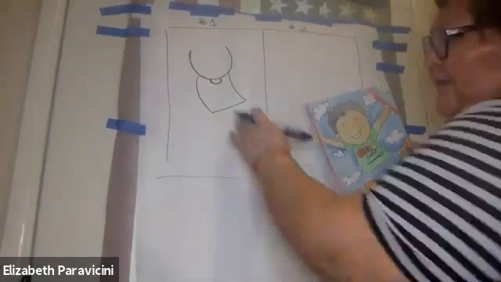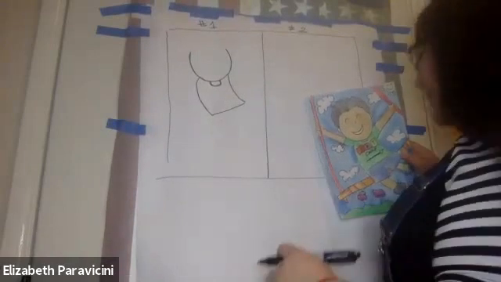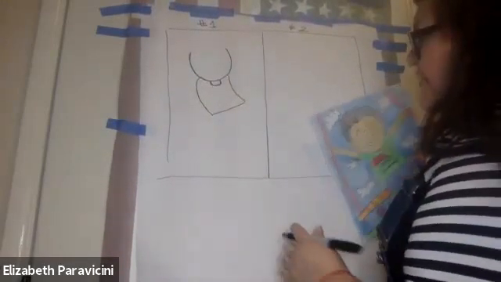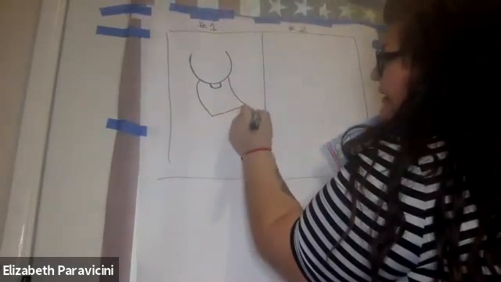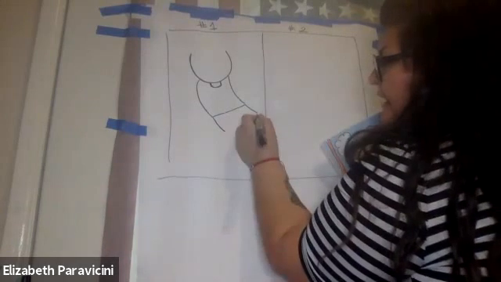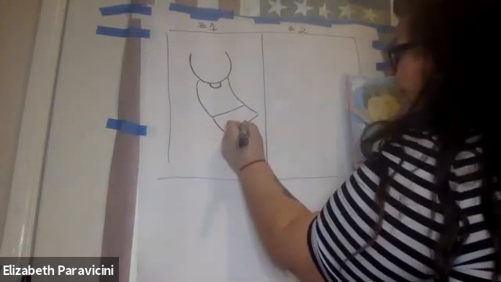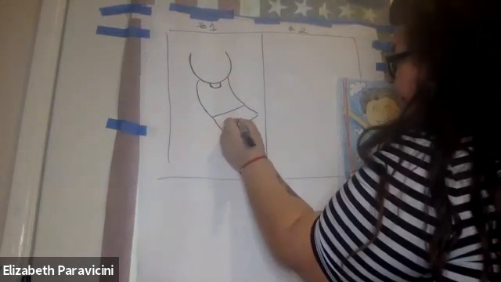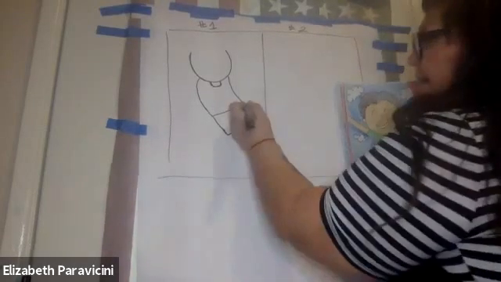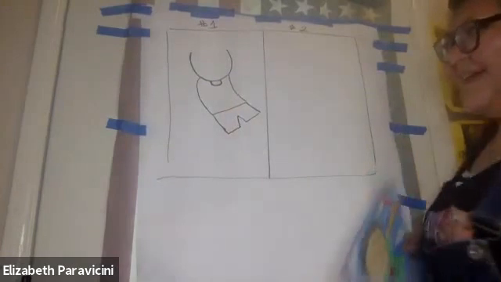If you're going to add a dress, we're going to add that in a moment, and shorts, okay? So that's your top. Now if we're going to do shorts, we're going to add another 2 lines here like this, and we're going to do a line here and like that, like a triangle right there, and then open that up like this, okay? Just like that.